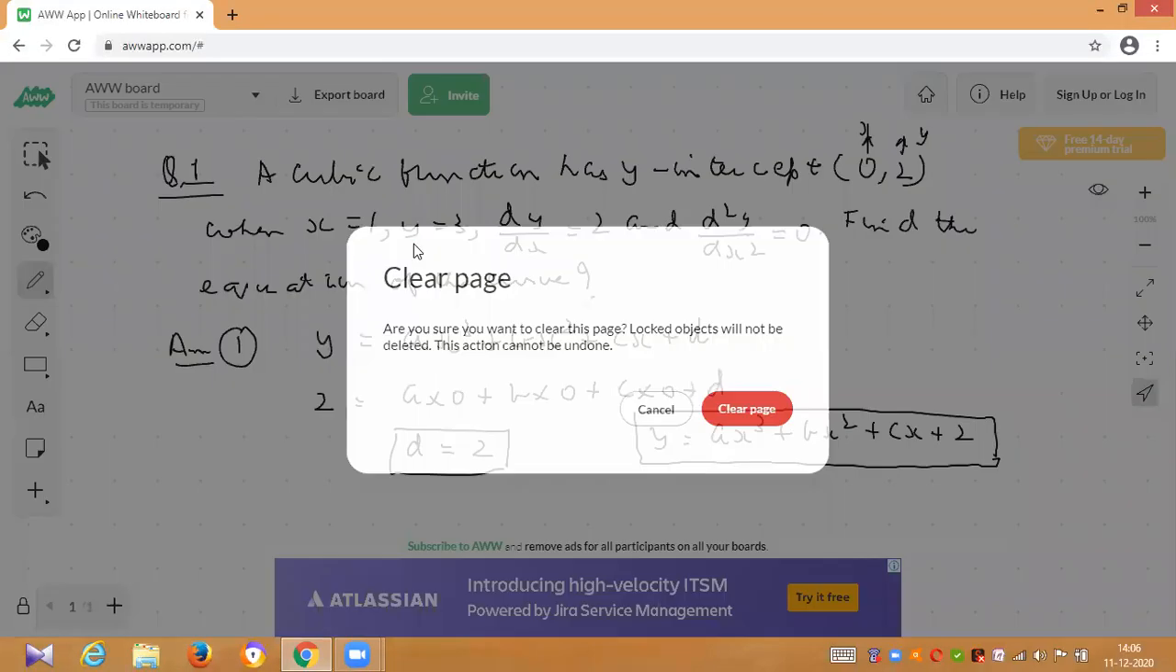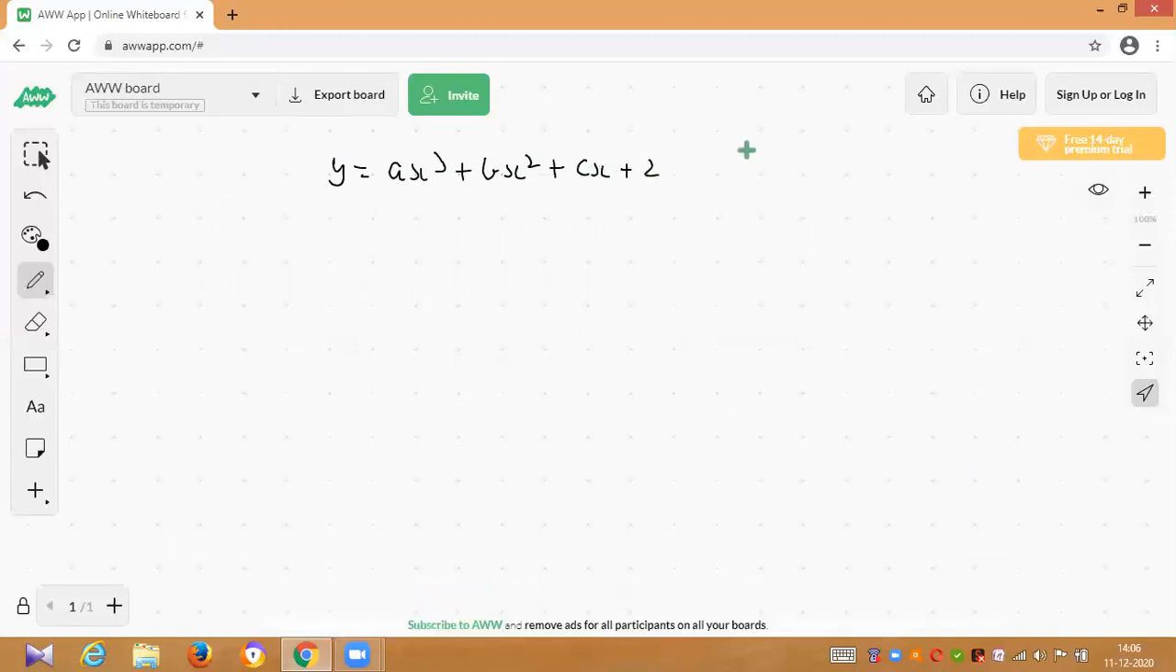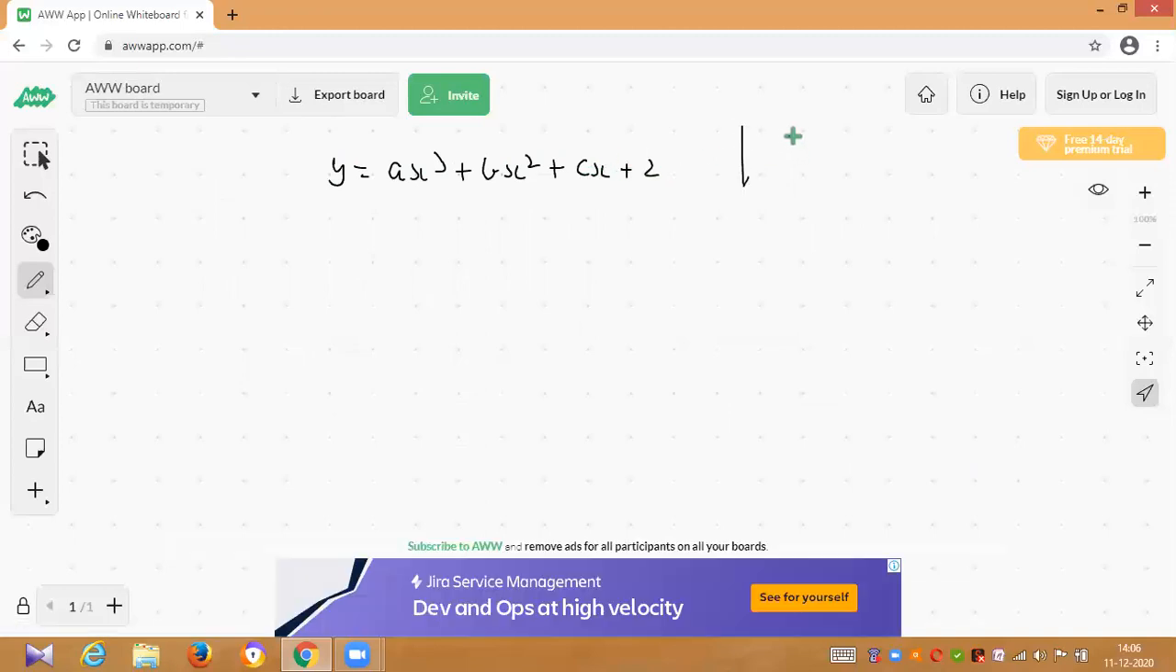So continuing from the same equation, I write it again. We got y equals ax cube plus bx square plus cx plus 2. The information given is x equals 1, y equals 3, dy by dx equals 2, and second order derivative equals 0.